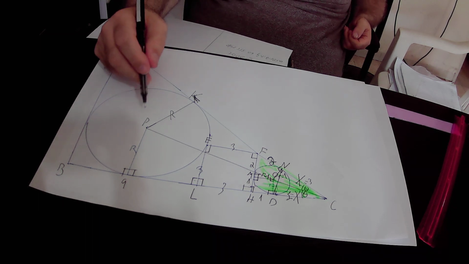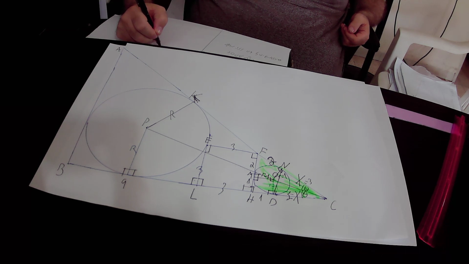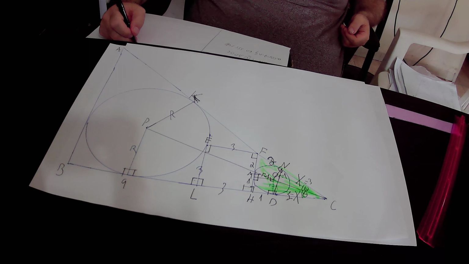Here KP equals PQ. They are both the radii of the big circle that is equal to R, therefore they are equal to each other. Triangle KPC, triangle PQC.